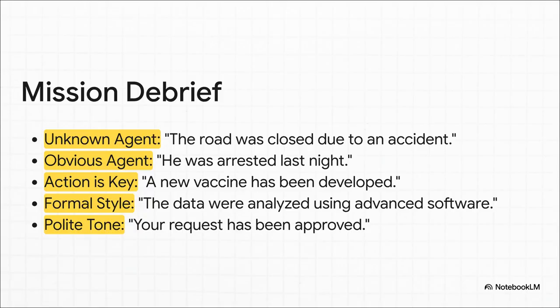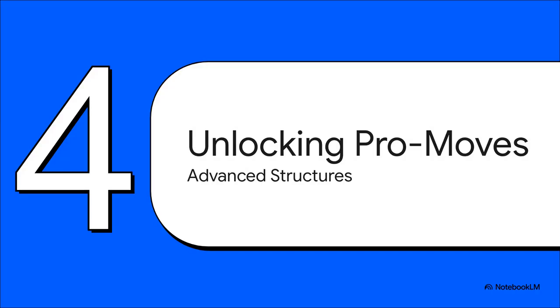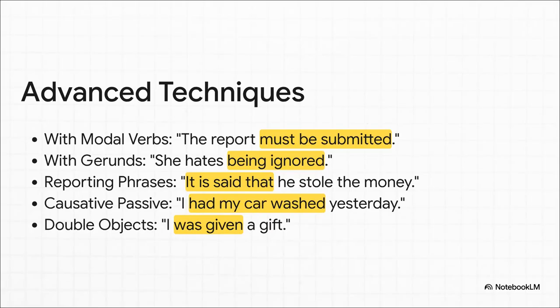And hey, once you get these 5 missions down, you can start combining the passive voice with other grammatical tools to unlock some really advanced pro-level moves. For example, you can combine it with modal verbs like must or can to create these really powerful instructions, like the report must be submitted. It also works great with gerunds to capture a feeling perfectly, as in, she hates being ignored. And when you're reporting, phrases like it is said that are absolutely essential for sharing information without having to name a specific source. Each of these just goes to show how flexible this tool really is.